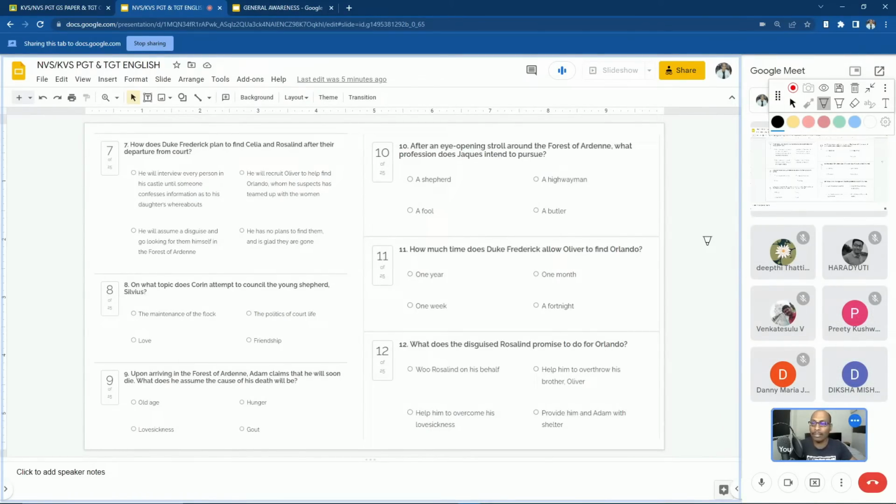Right. Venkatesh sir, am I audible? Yes, sir. Okay. It's audible. All right. So we'll go with the answer to the seventh question. How does Duke Frederick plan to find Celia and Rosalind after their departure from court? He will recruit Oliver to help find Orlando, whom he suspects has teamed up with a woman. That is the correct answer.